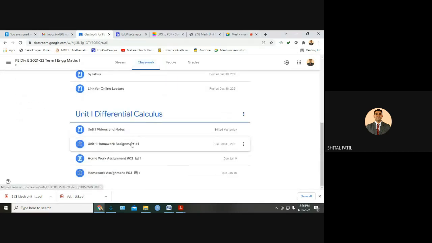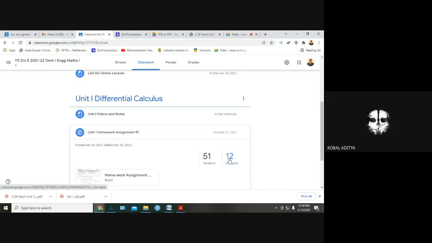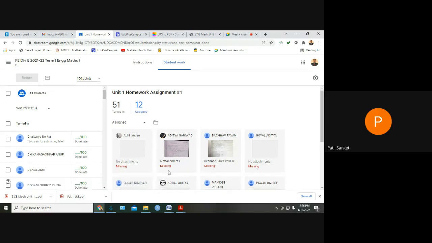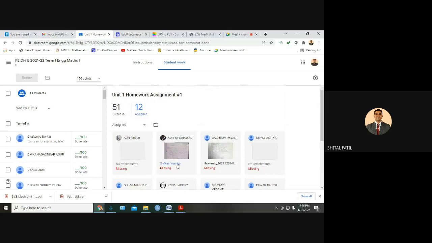Everyone is doing that? Yes, sir. See, 12 people are there, and in that 3 people. So 15 people are there who have not done the assignment. This is why this is missing.